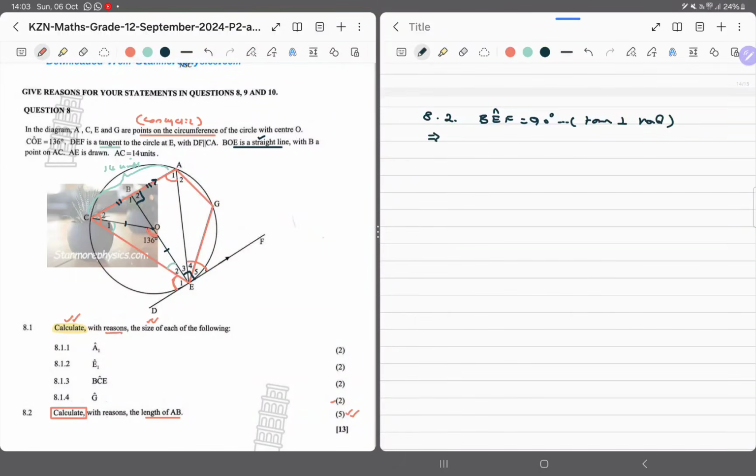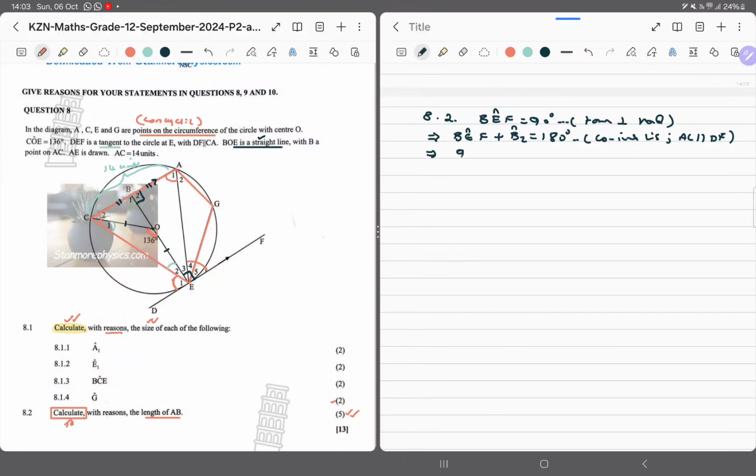We can say now, this implies, when we say something, it takes us somewhere. And remember, the question said calculate, so we need to show a calculation now. This implies that BEF plus angle B2, we must see 180 degrees. Why? These are co-interior angles. We always state the parallel lines. AC is parallel to DF. That was given. That's why we know now they are co-interior angles.